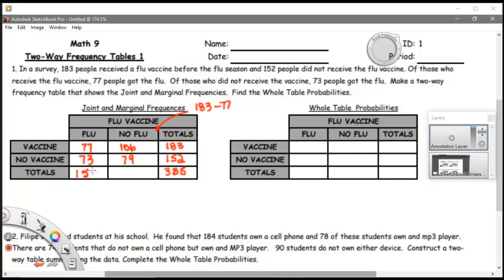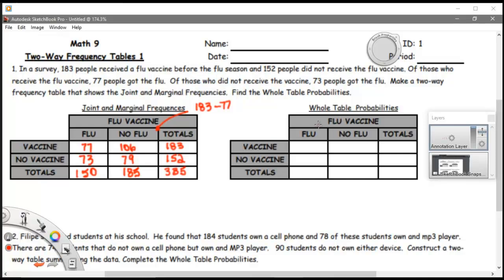Now I'm going to add up the flu column for the other marginal frequencies. That's 150. 106 plus 79 is 185. This is how you check to make sure it's right: the totals along the bottom should be the same total as you have along the right-hand column. So that tells me I've done my frequency table correctly. You have your joint frequencies on the inside, and your marginal frequencies on the outside.